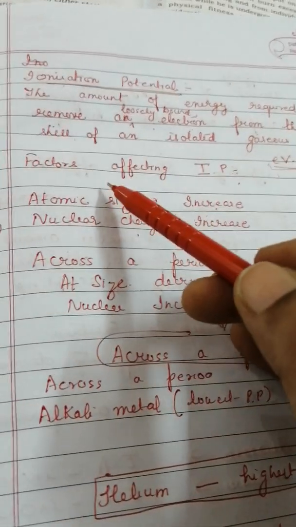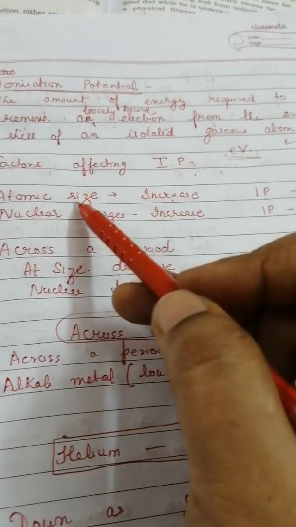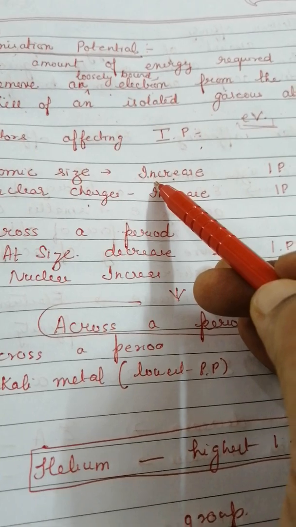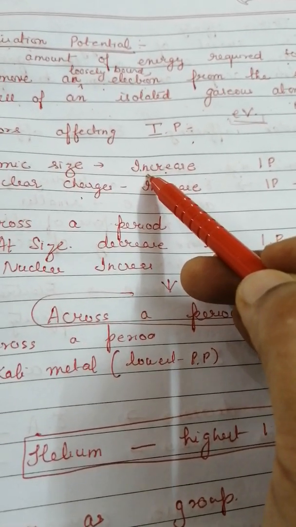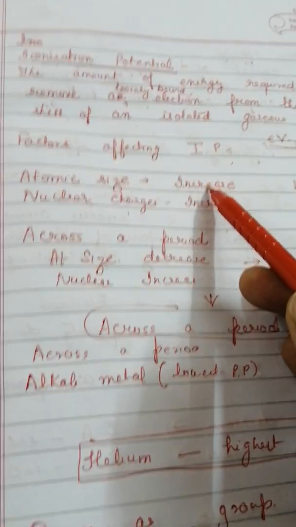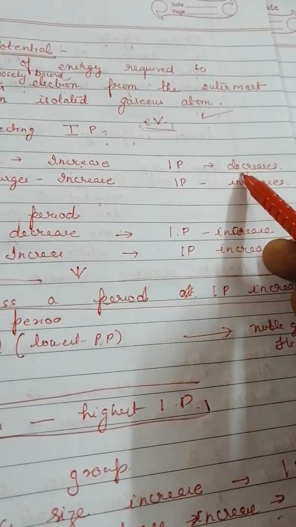So then next we talk about the factors affecting the ionization potential. The first one is the atomic size. Ionization potential is inversely proportional to the atomic size and directly proportional to the nuclear charge. Now let us talk about this. Atomic size increases, ionization potential decreases.